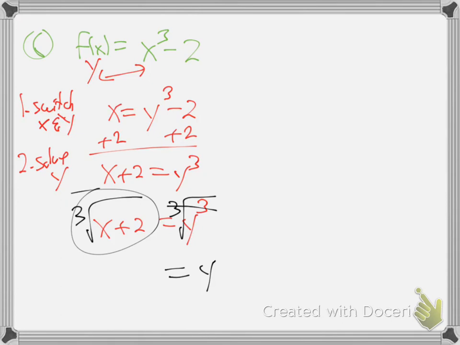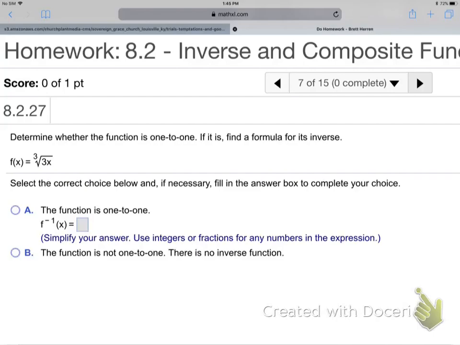Questions I can answer? We all good? Is that number 8? I'm losing track over here. Yeah, cube root of 3. So I'm just going to rewrite it here. Number 8 is number 7. Cube root of 3x. So this is number 7. F of x equals cube root of 3x. All right, so find the inverse function for that one.